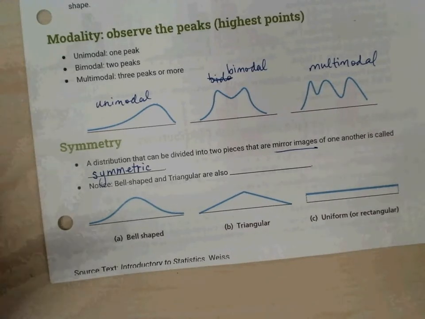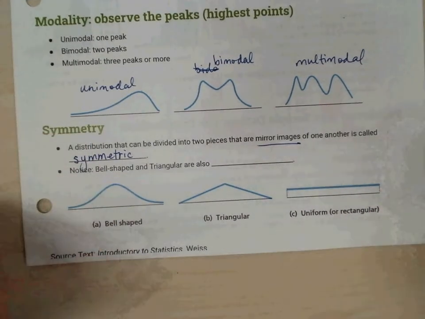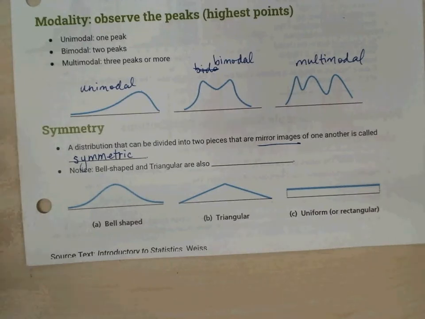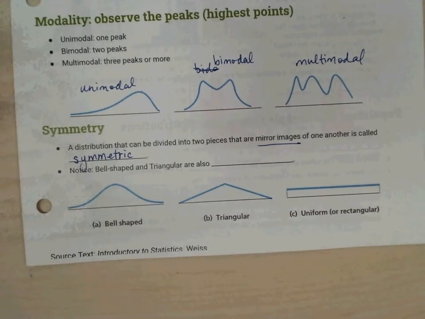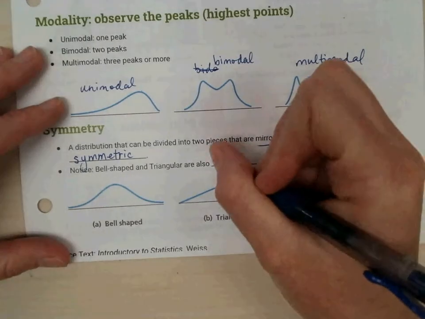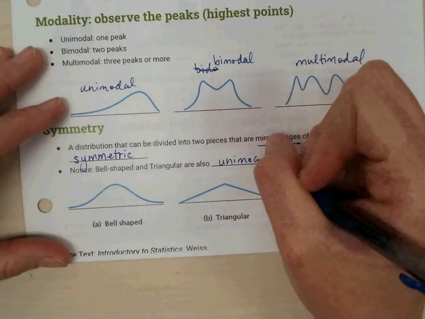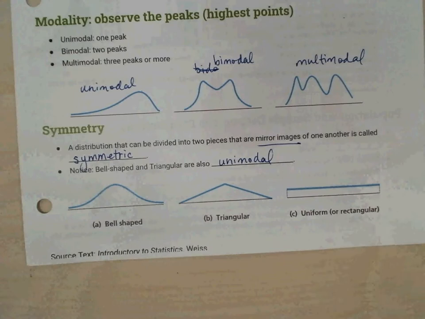Notice, so we've got these three examples of symmetric distribution shapes below: bell-shaped, triangular, and uniform or rectangular. The bell-shaped and the triangular are not only symmetric, they could be called? Yes. Who said unimodal? Nice. So they have a peak, one peak.